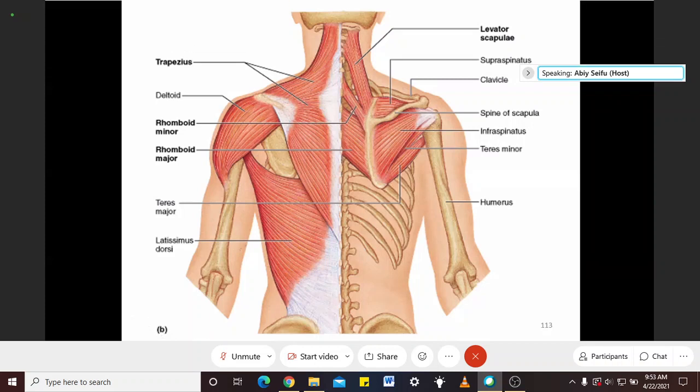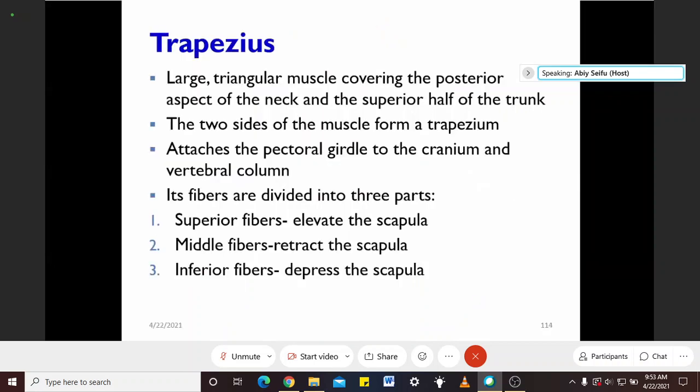Let's see those muscles one by one. The trapezius is a large, triangular muscle which covers the posterior aspect of the back, that means the neck and the superior part of the trunk, and which attaches to the pectoral girdle, the cranium and the vertebral column.